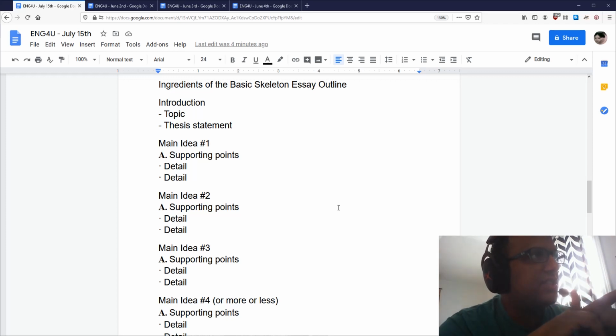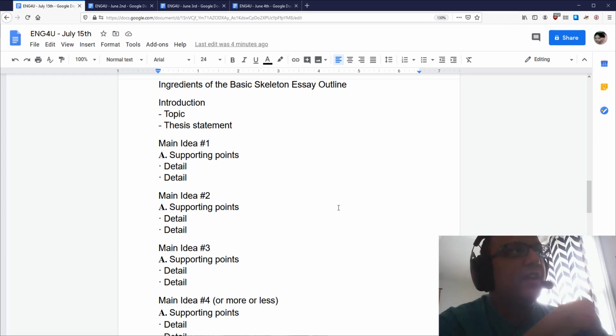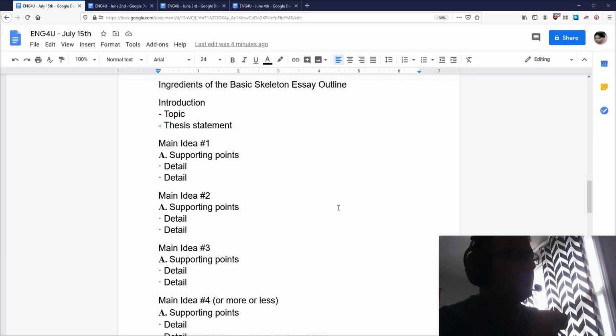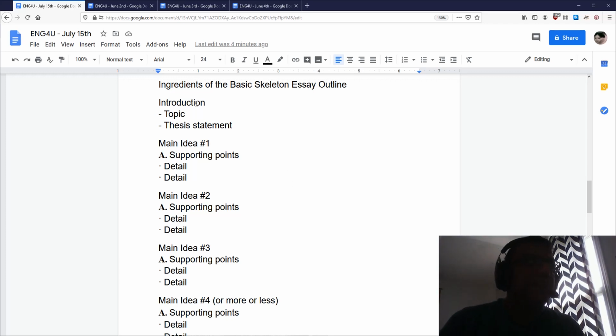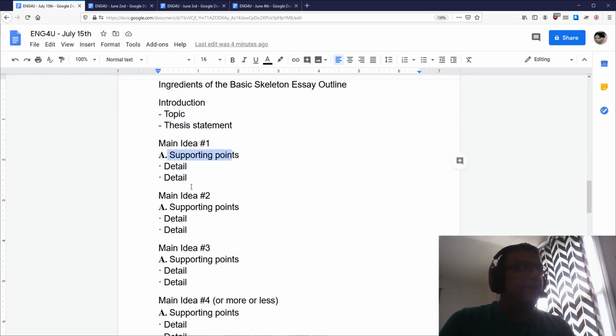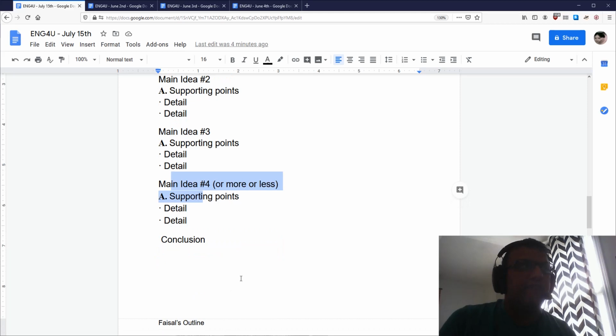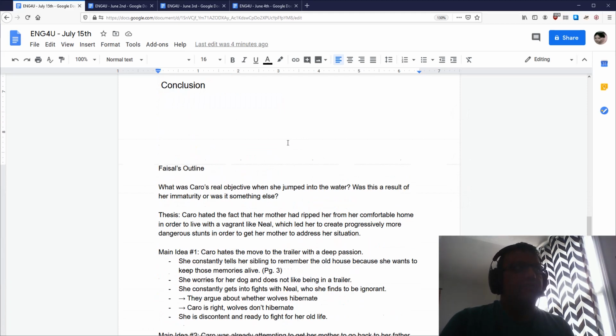And I like to use this thing, which is the skeleton outline. I take this from Ryerson University, where you make a little plan for what you're going to do in your essay. So at the top, you've got your thesis statement, and then you've got your main ideas and what you're going to say. I have here main idea 1, 2, 3, 4, but you could have 5 or 6 if you want.